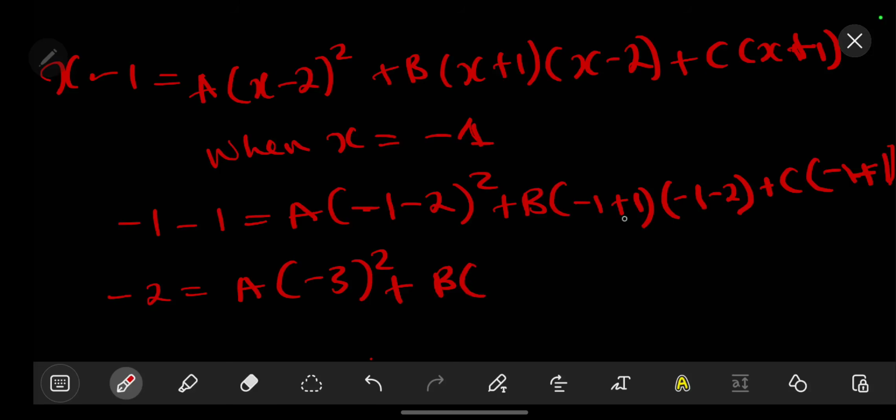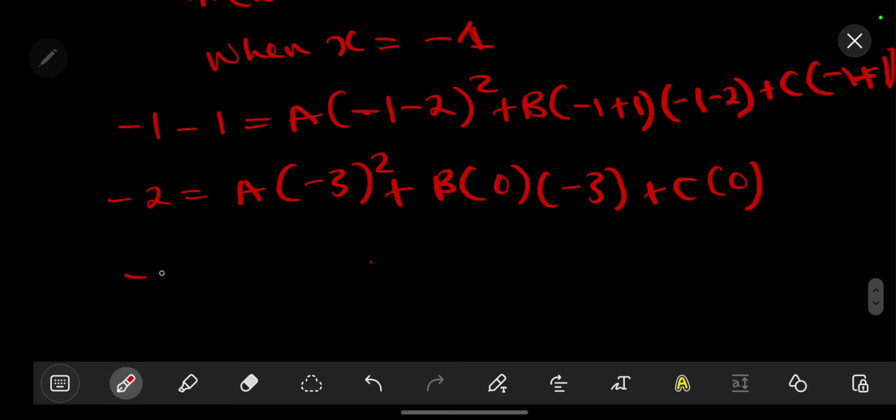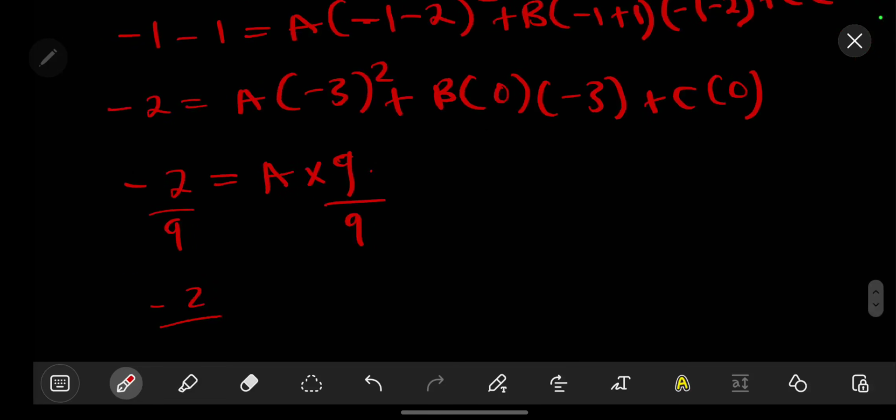Then we have -1 plus 1, that's 0. Then we are going to have minus, whatever we have is negative 3 there. Then we have plus c. Negative 1 plus 1 is equal to 0, which in this case we are going to have negative 2 should be equal to a. Negative 3 squared is equivalent to positive 9, like that. Dividing by 9 on both sides, we are going to get negative 2 over 9 should be equal to a.